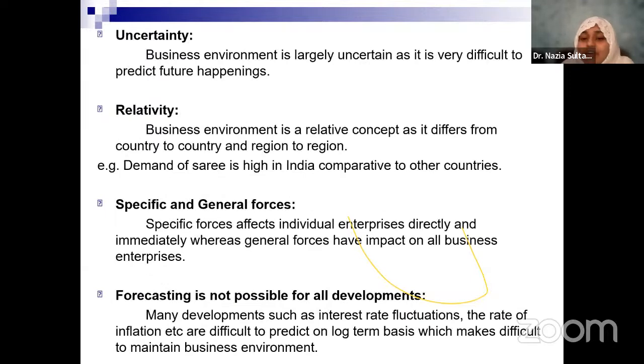And prediction cannot be done with complete accuracy because they are uncertain, and the concept of the environment differs from country to country, region to region. The impact that the environmental forces have will be specific on individual businesses and general for all businesses. And forecasting may not be possible for all the developments which are happening in the business environment. These were the points which contributed to understanding the nature of business environment, right?